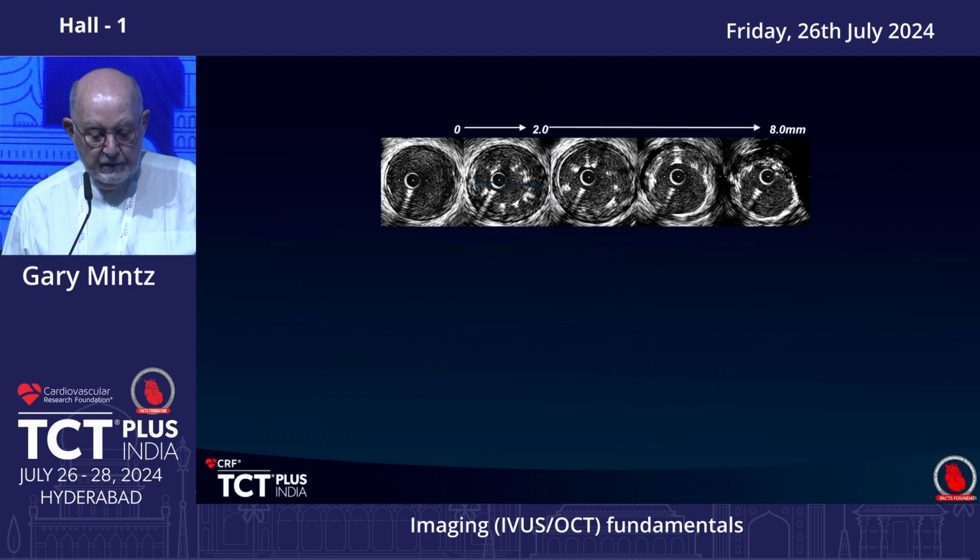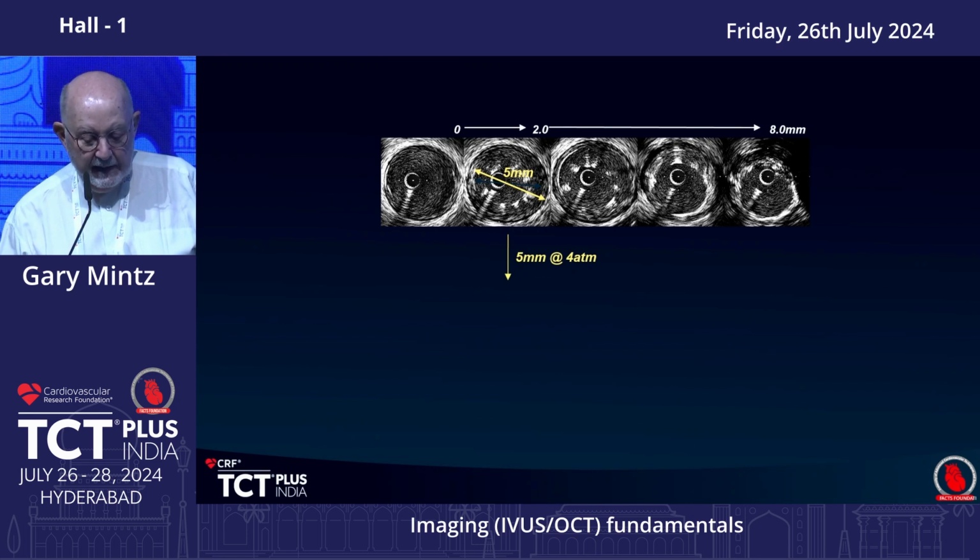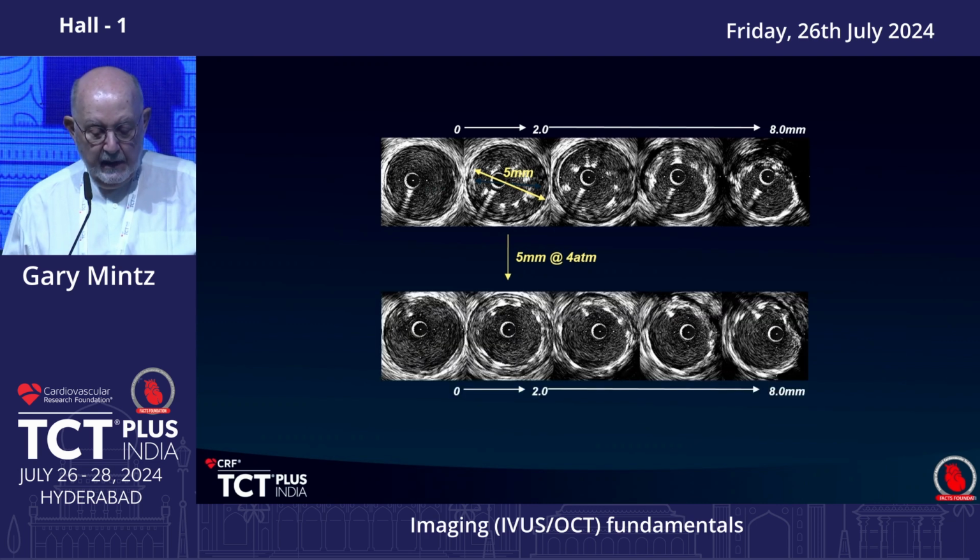So the approach is very simple. You identify the distance from intima to intima, in this case 5 millimeters. You then post-dilate a 5 millimeter balloon at nominal pressure, and you get rid of the malapposition. You don't need high pressures because there's no plaque behind here.